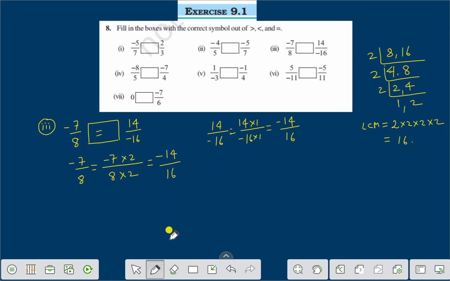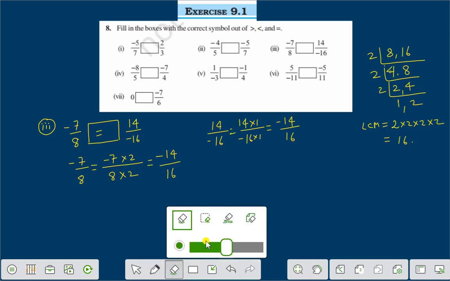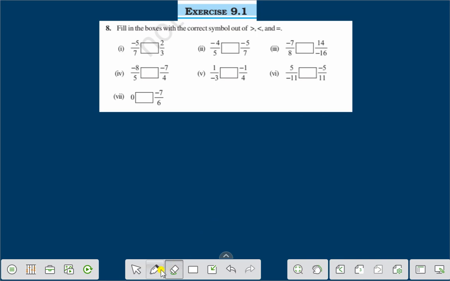This is question number 3. Let us solve question number 4. Question number 4 is this one, minus 8 by 5.